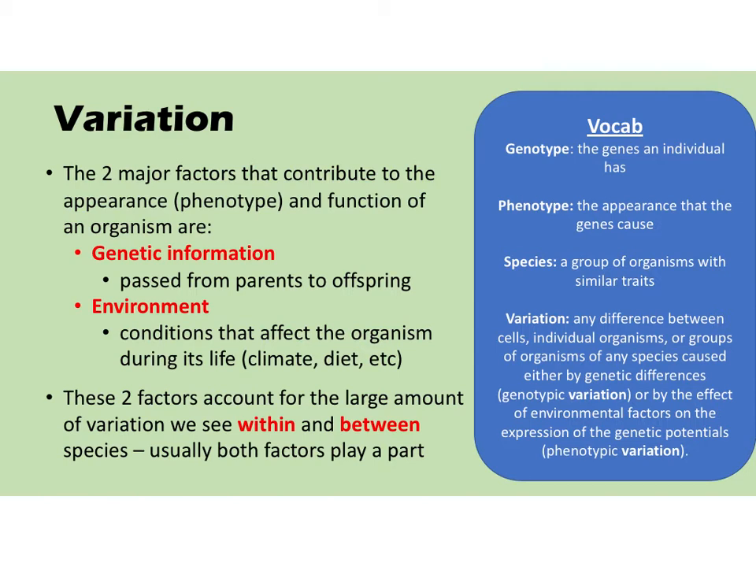So the two major factors that contribute to the appearance, which is the phenotype, and the function of an organism are genetic information, which would be passed from parents to offspring, or environment, which would be the conditions that affect the organism during its life, like climate or diet. These two factors account for a large amount of variation that we see within and between species, and usually both of the factors play a part.